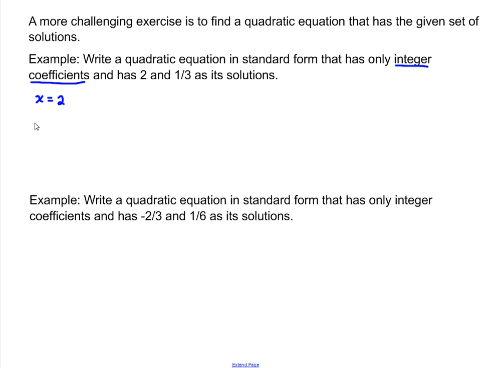Well, it would mean that I might have had a factor like x minus 2 that I had set equal to 0, and so it implies that we would have x equals 2 as a possible solution. So, it has the quantity x minus 2 as a factor.